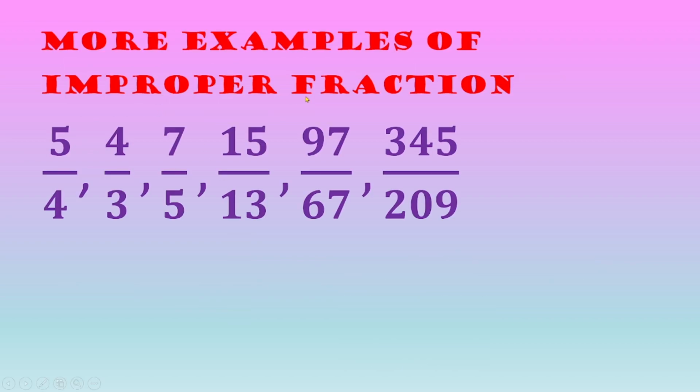Let's see some more examples of improper fraction. 5/4, 4/3, 7/5, 15/13, 97/67, 345/209. In all cases, the numerator is greater than the denominator, so they are known as improper fraction.